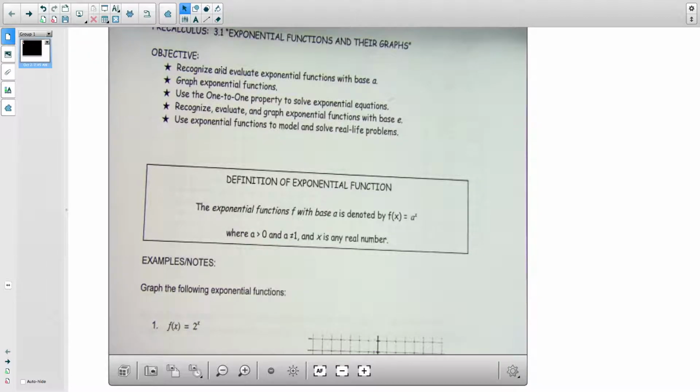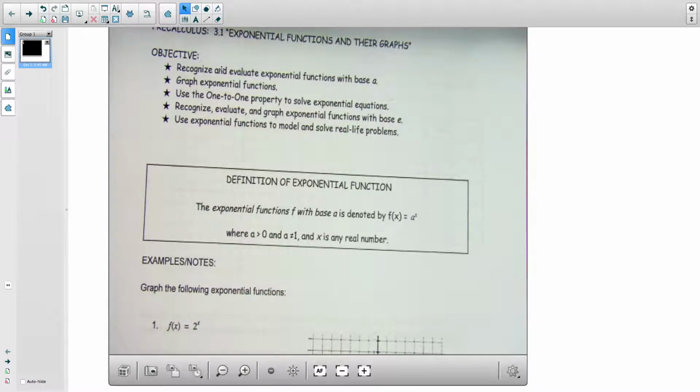It's the base. Remember, for an exponent, the base is the number that's being raised to a power. So at this point, we've never had our variable in the exponent. Now our variable is going to be part of the exponent. It could be x plus 1. We'll get into that. But the base is going to be some number. First example, we have f of x equals 2 raised to the x.